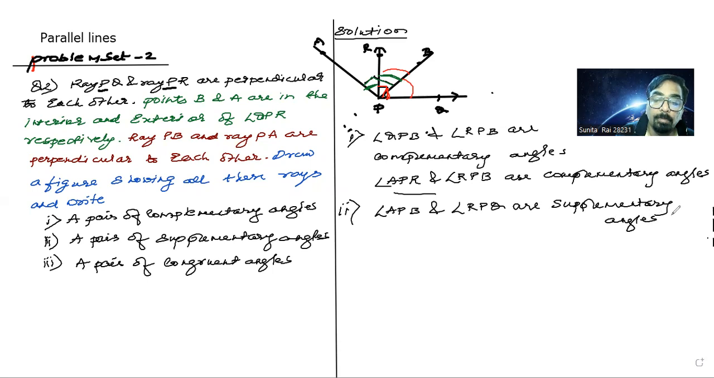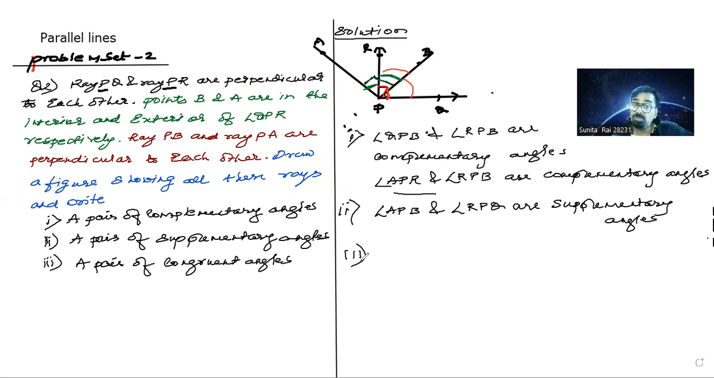Okay? Angle APB and angle RPQ are supplementary angles. Next, children, they want a pair of congruent angles. Now, what do you mean by congruent angles? When two angles have the same measure, they are called congruent angles.